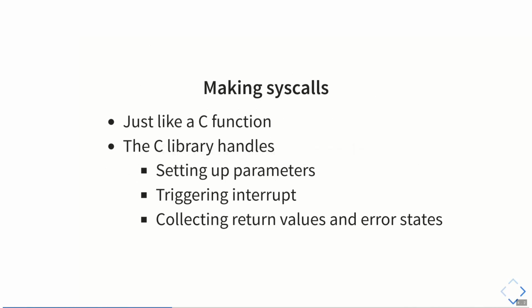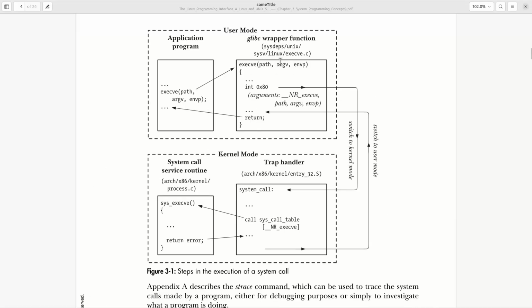Okay, so we covered some of this already, but system calls look, from our point of view as programmers, just like a C function. And the C library, which this diagram shows as wrapping the system call, will handle all of the entry into the kernel for you. So instead of giving the name to the kernel, there's a number for each system call. This is interrupt hex 80.